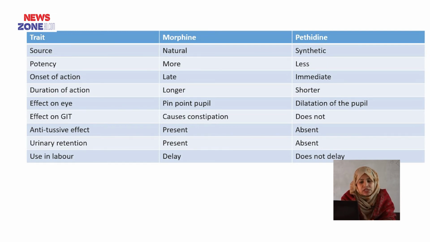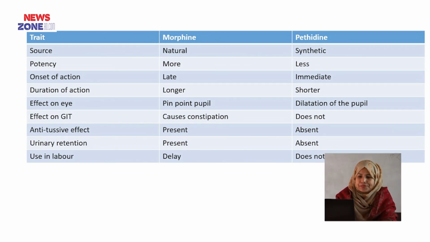What are the effects on the GI tract? In case of the GI tract, there is constipation in case of morphine, and there is no constipation in case of pethidine. Antitussive effect, that is cough suppression. Cough is suppressed by morphine, but it is not suppressed by pethidine. Urinary retention occurs in case of morphine, whereas in case of pethidine there is no urinary retention. And use in labor, morphine should not be used in case of labor, because it delays the labor time, and in case of pethidine it does not delay the labor time.